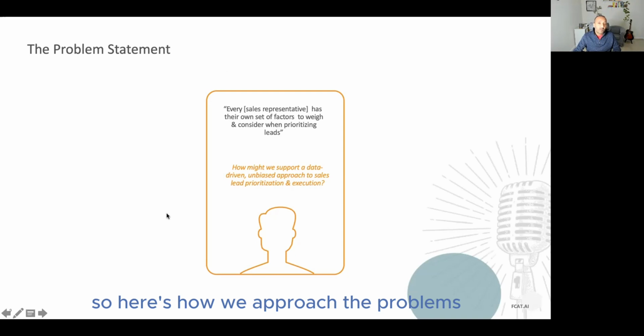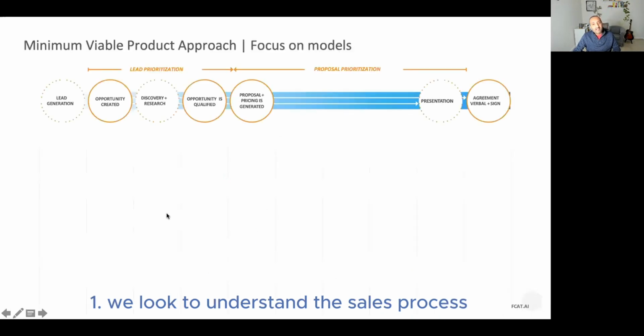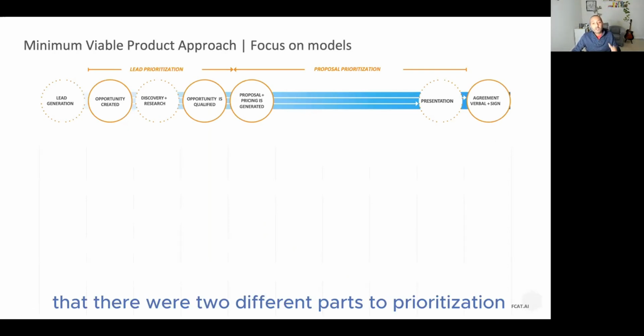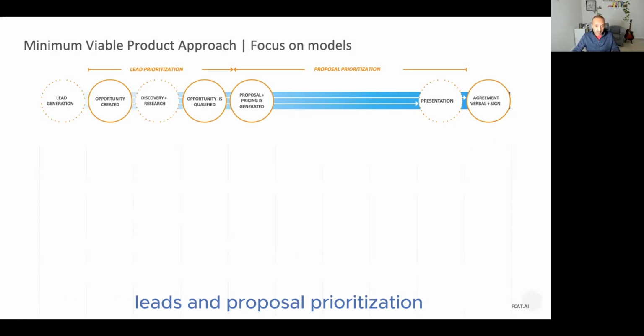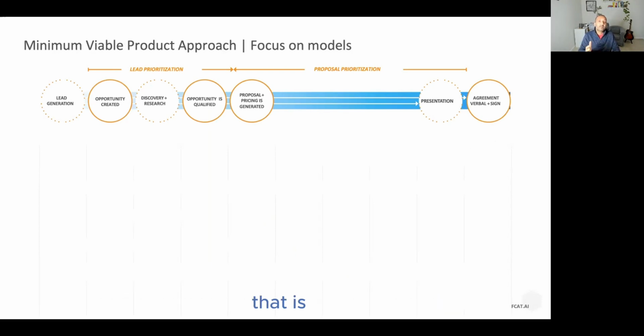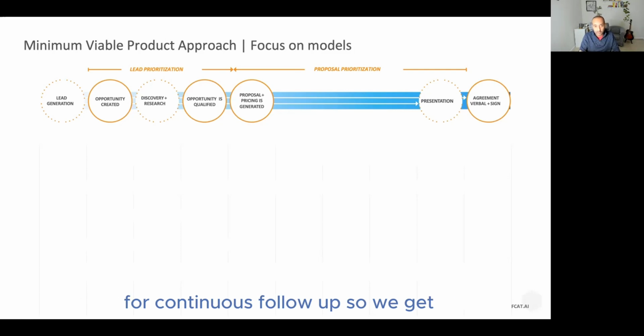So here's how we approached the problem. One, we looked to understand the sales process within the firm with design thinking. We found that there were two different parts to prioritization: leads and proposal prioritization. Of course, a lead becomes a proposal when it's qualified. That is, we've determined if the lead is worth the effort for continuous follow-up.